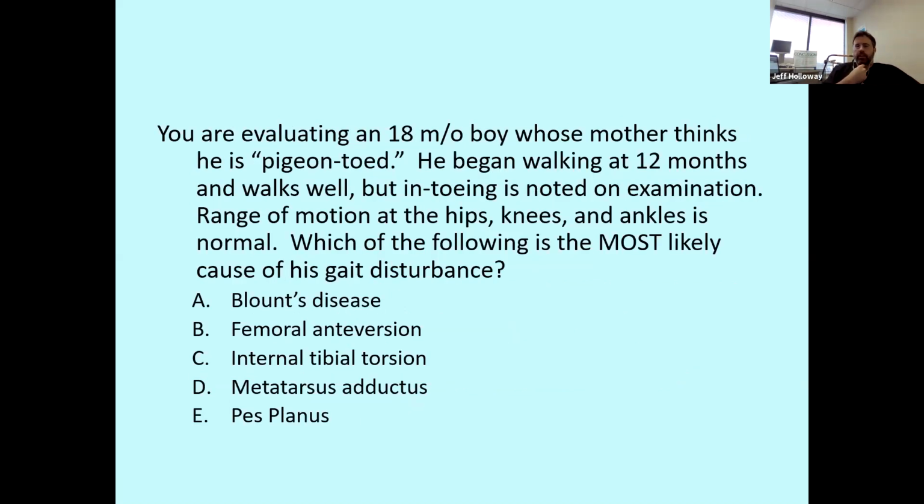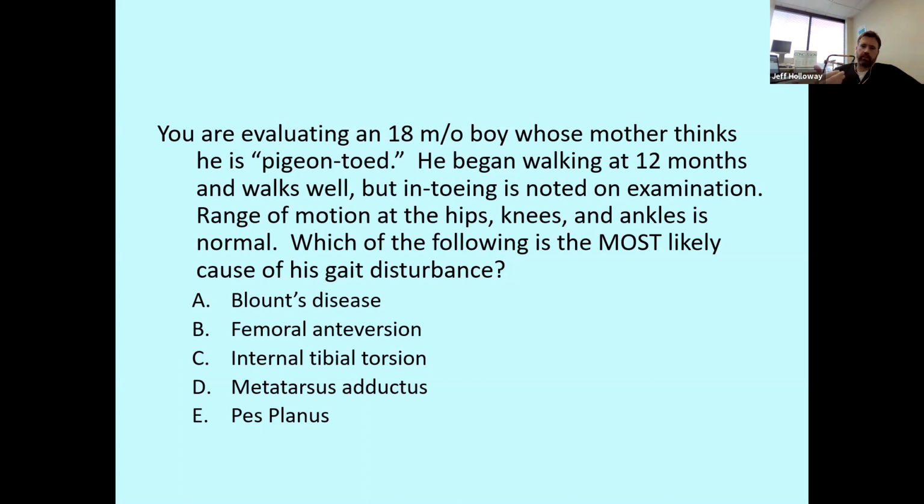Then this one, you're evaluating an 18-month-old who the mom thinks is pigeon-toed, so again, turned in. He begins to walk at 12 months, walks well. The intoing is noticeable. The range of motion at his hips, knees, and ankles are all normal, so you don't see anything going on there. And then which of the following is the most likely cause of this gait disturbance? And then now we've got Blount's disease, like we talked about. So if you didn't know what that was, you're trying to figure out, is that abnormal? But we know now that that's abnormal, so that's not a good answer.